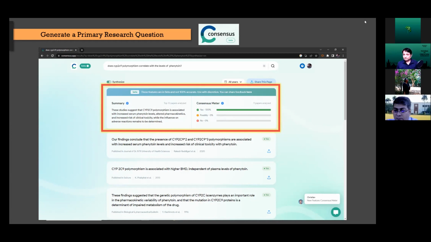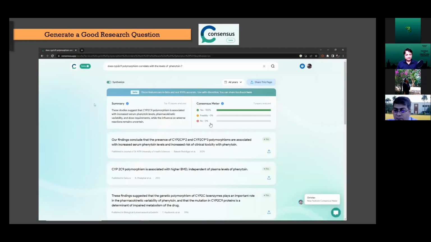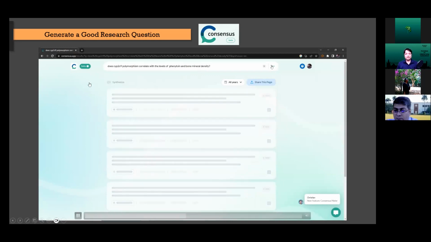Okay. Once we have synthesized it, we have a preliminary question: does CYP2C9 polymorphism correlate with the level of phenytoin? We want to further refine this question by adding a layer. How do we refine this question? We'll add one more layer by adding bone mineral density. So: does CYP2C9 polymorphism correlate with the level of phenytoin and bone mineral density? Let's see what it says.